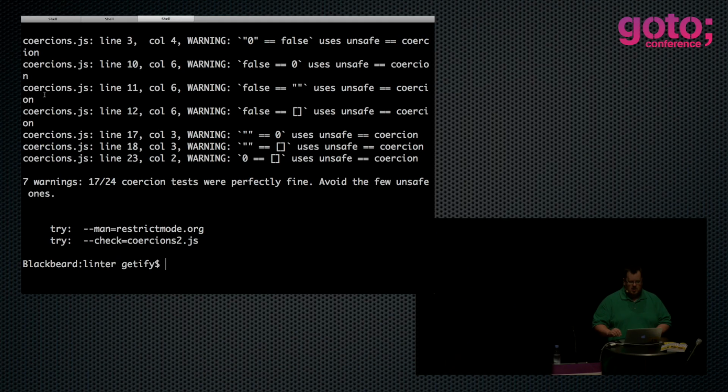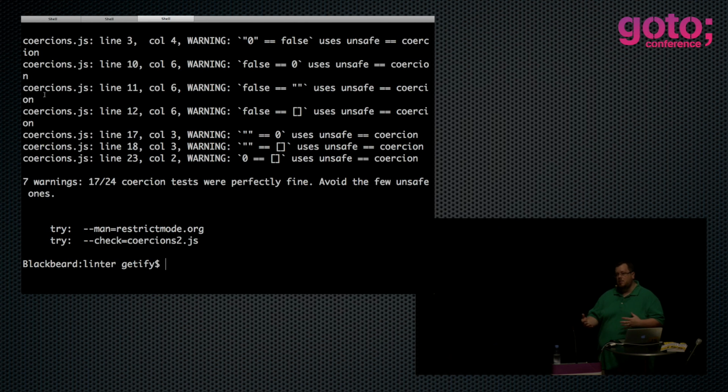So let's go back and see what the linter might have had to say about this. You notice that it calls out those 7. It gives us some warnings. So for example, warning, quote 0 equal false uses an unsafe equals coercion. So it's telling us these things are unsafe. You shouldn't do that. So 7 warnings, 17 out of the 24 coercion tests were perfectly fine, and we should avoid the few unsafe ones.